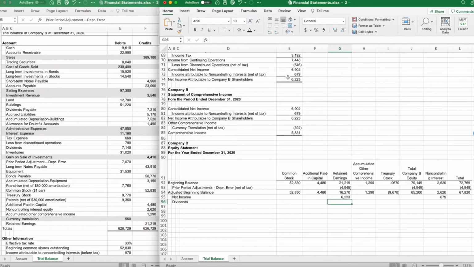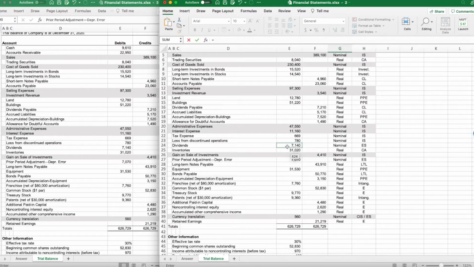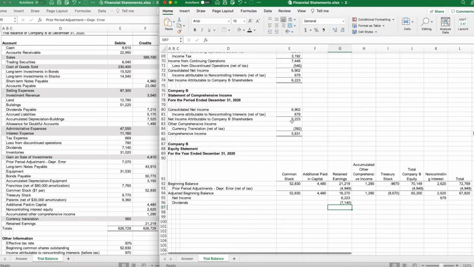Dividends also come out of retained earnings. Dividends, if we go back up here to our trial balance, dividends was $7,140. We do not have to tax affect our dividends because dividends are not taxed at the company level. They are just a distribution. So we'll show those as a negative. So there's dividends.